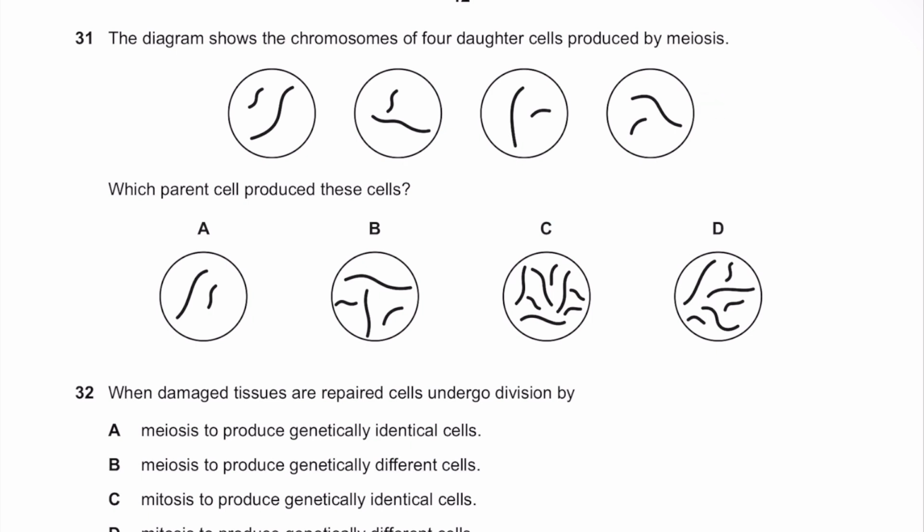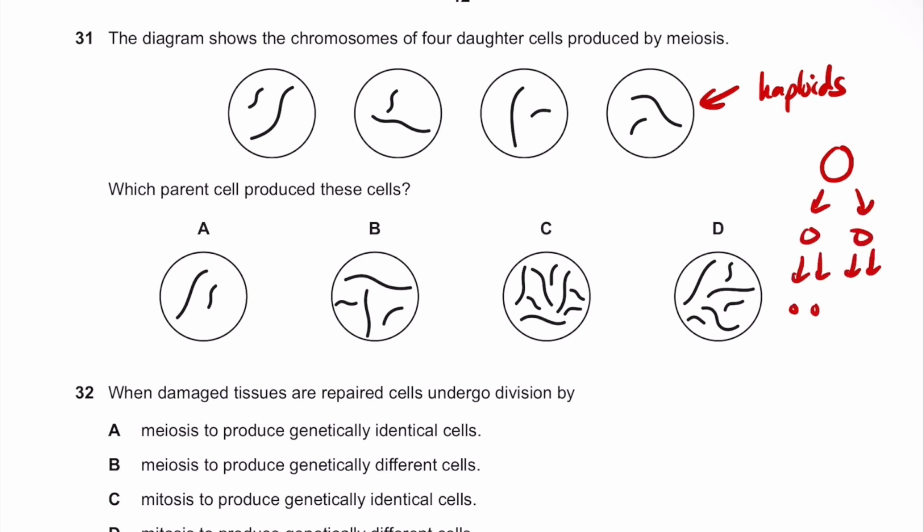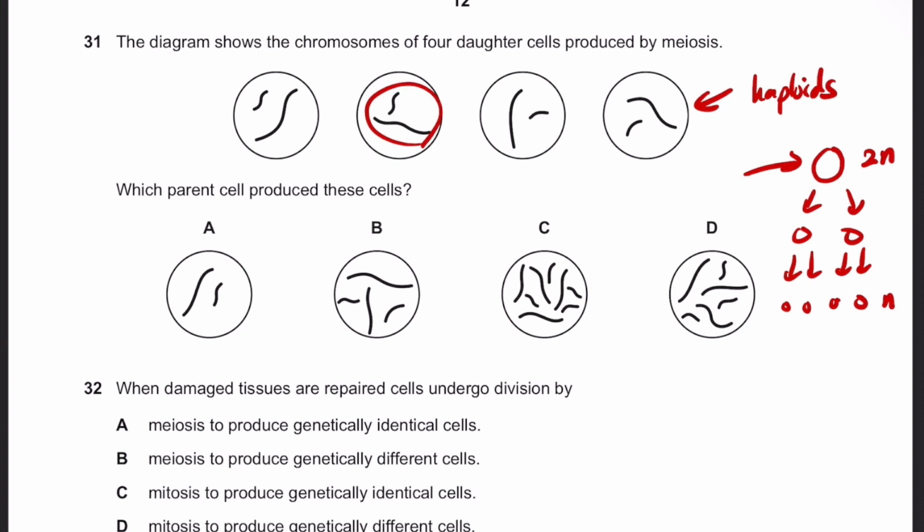These cells, the products of meiosis, are haploids, which means they're not in pairs, they're in singlets. So the parent cell was initially diploid, and then it becomes 4 daughter cells with haploid nuclei. So you just have to find a cell that contains twice as many chromosomes as one of those 4 daughter cells.